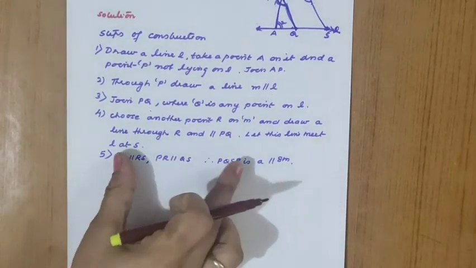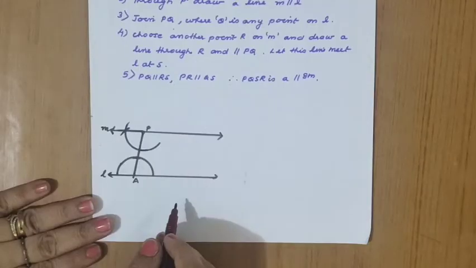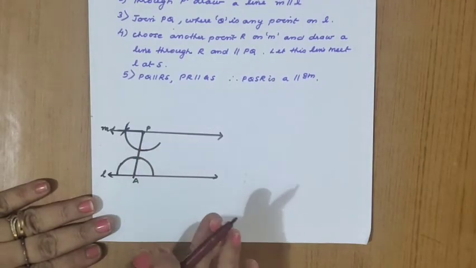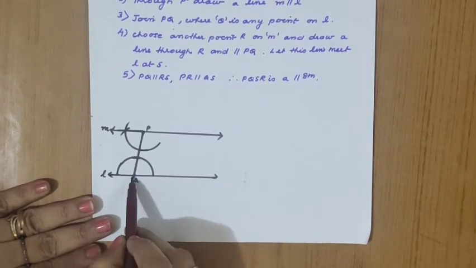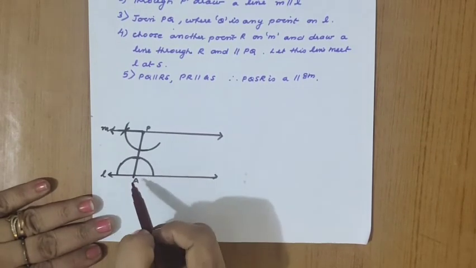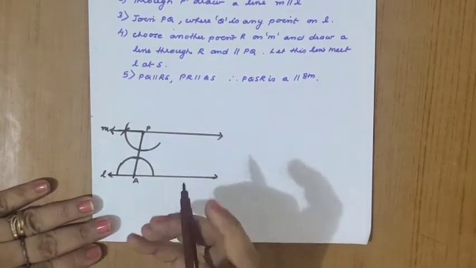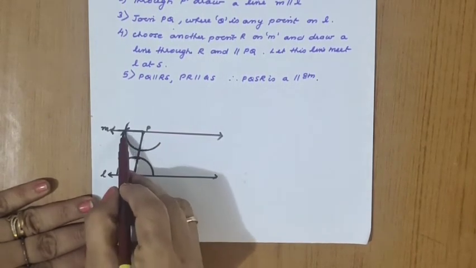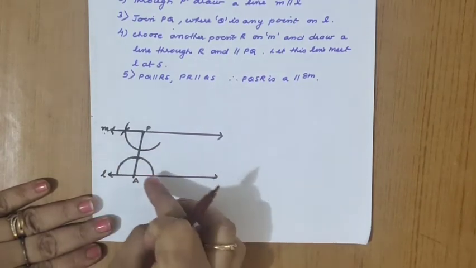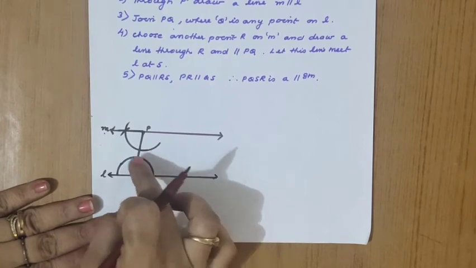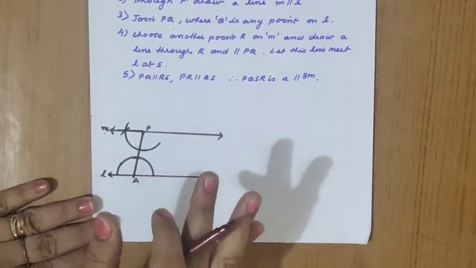Now this step you can understand after drawing the diagram only. So up to here you already learned the steps. I'll repeat the steps. First line L, a point P is taken and A is taken on the L. P is outside the L and join PA, and through P we are drawing M parallel to L by using which property? Alternate interior angles are equal, so the lines are parallel.